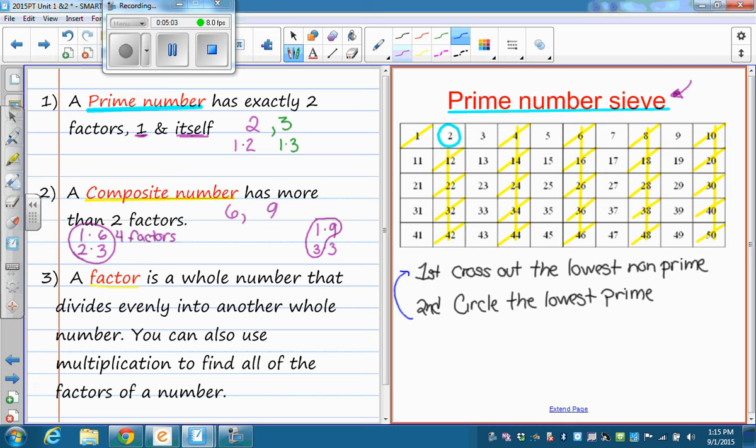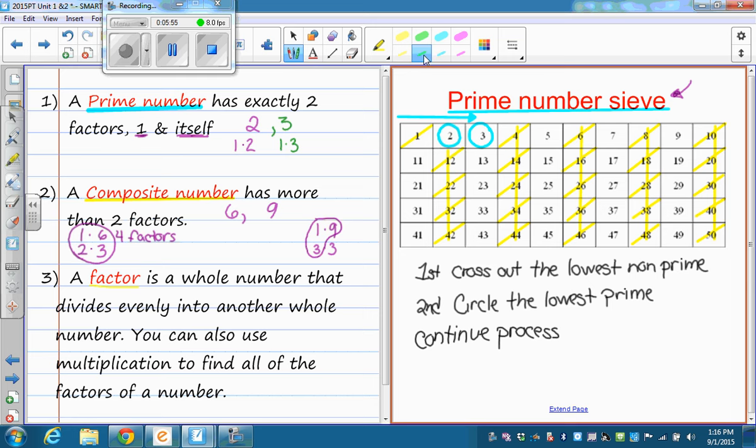Now you sort of loop back on these directions. Go back here and you cross out the lowest non-prime, we've done that, and now we're going to circle the next prime. We're just going to continue the process of circling primes and crossing out non-primes. So when I go back to the beginning, I look at my chart and find the next number that's not covered, which is 3, and that's going to be prime.